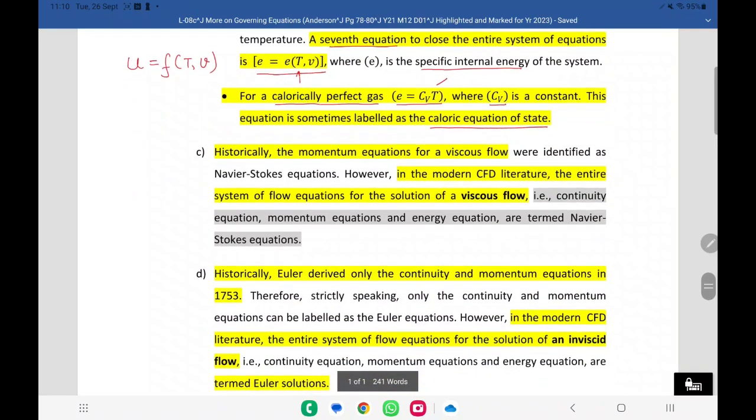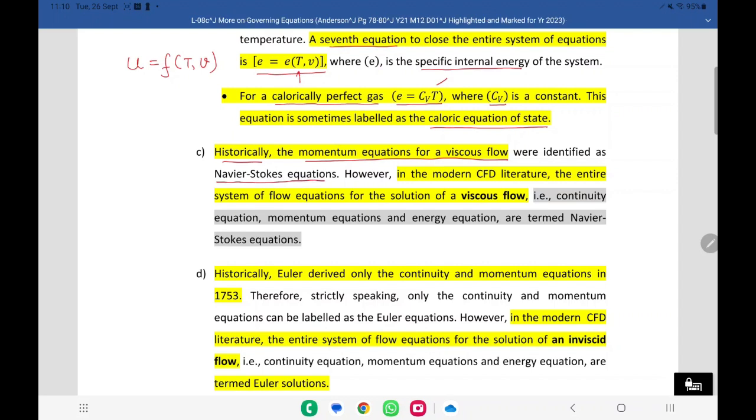There is another thing: you can say historically how these equations have been named. So something about the history. Originally, the momentum equation for viscous flow, that means in which mu or tau is existing, was called the Navier-Stokes equation.